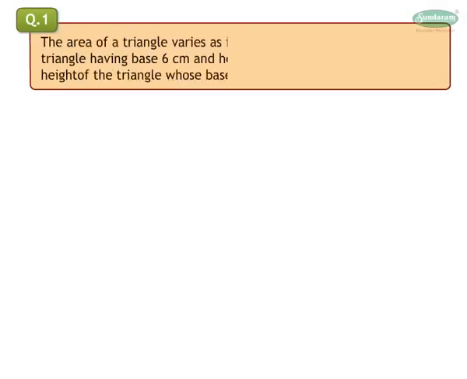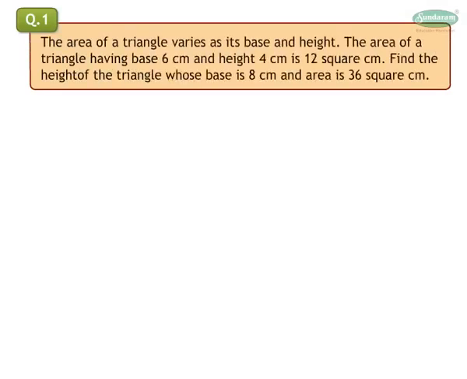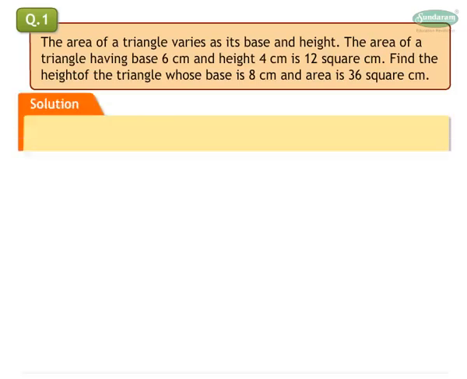The area of a triangle varies as its base and height. The area of a triangle having base 6 centimeters and height 4 centimeters is 12 square centimeters. Find the height of the triangle whose base is 8 centimeters and area is 36 square centimeters.